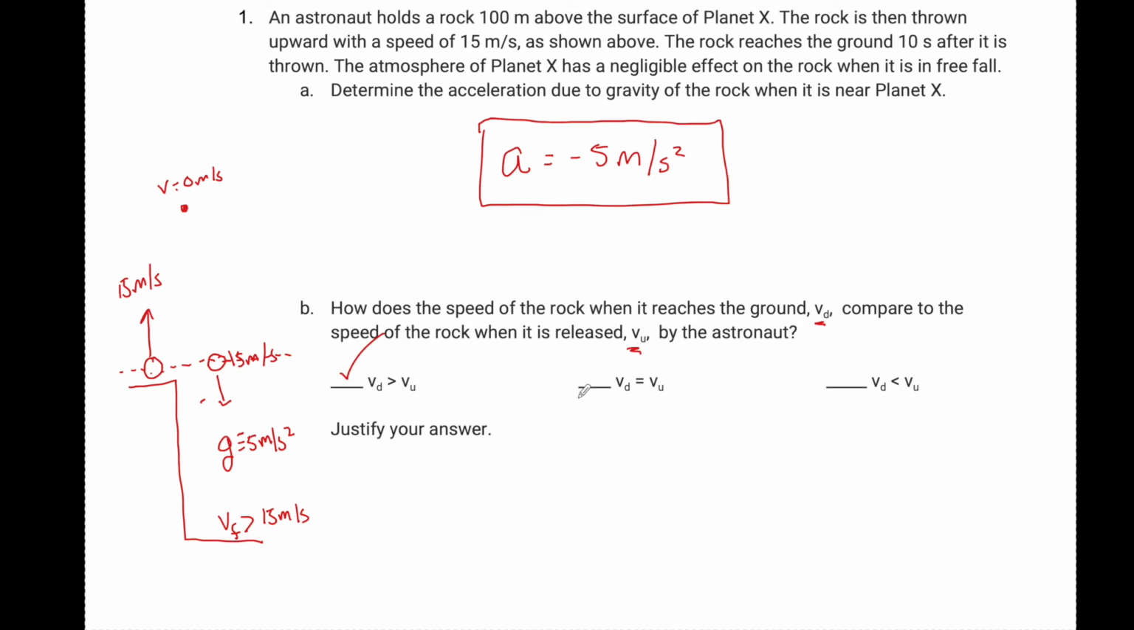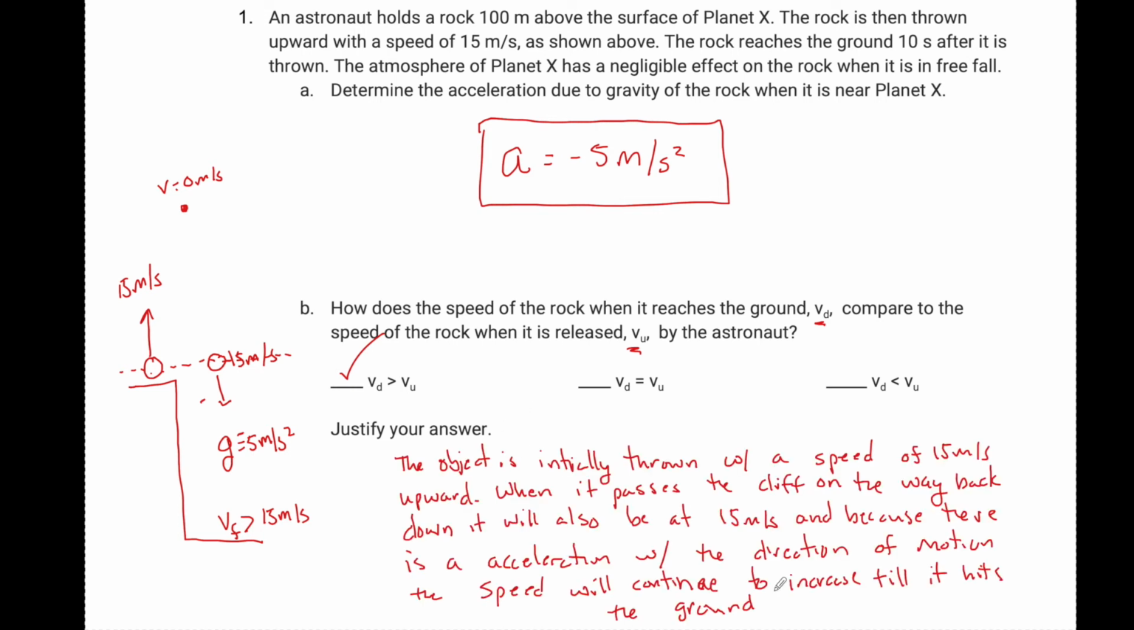The way I would justify it is I would write this. So let's say the object is initially thrown with a speed of 15 meters per second upward. When it passes the cliff on the way back down, it will also have a speed of 15 meters per second. And because there's an acceleration with the direction of motion, the speed will continue to increase until it hits the ground, shown by the picture below on the side, and so on.